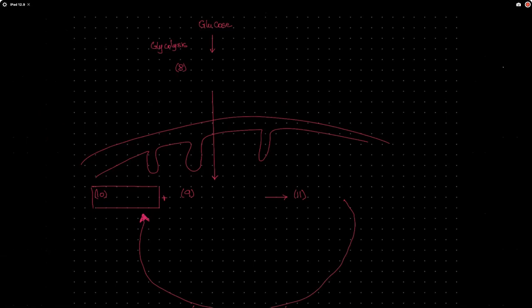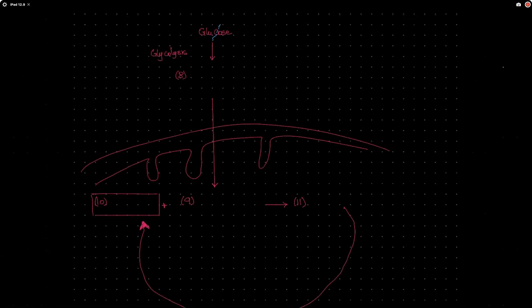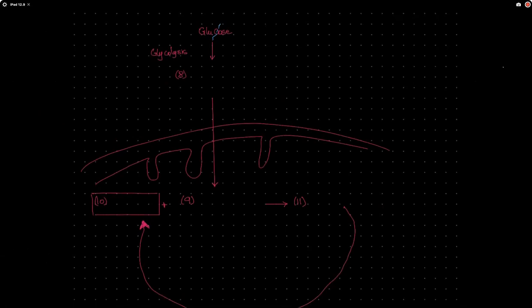So from the glycolysis, you split the glucose into what? Break down the glucose into what? That's number eight. Two pyruvate, two pyruvic acid. Exactly. And then you transport this pyruvate to the inside of the inner membrane of the mitochondria.